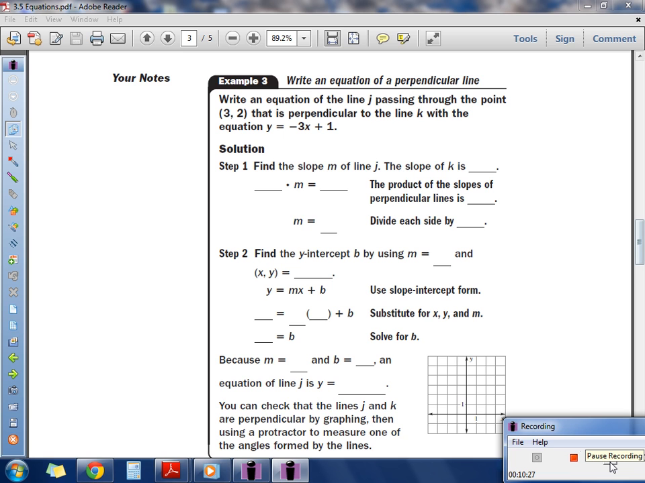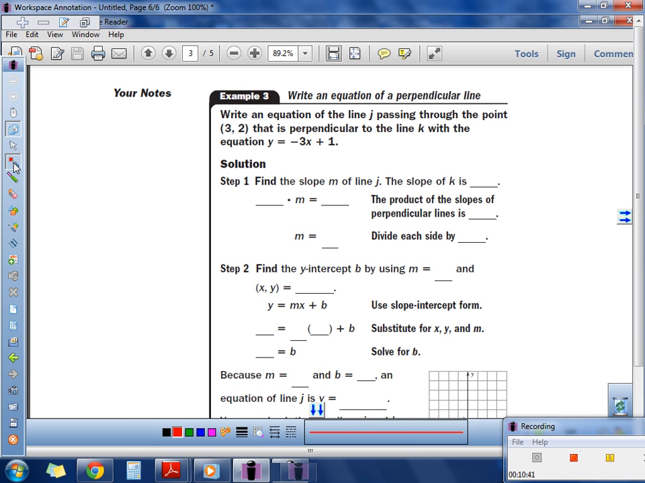All right, example 3 represents the other situation that I've mentioned. Sometimes we're going to be not parallel, we're going to be perpendicular. This is that case. It says write the equation of the line J passing through the point 3, 2 perpendicular to line K with the equation y equals negative 3x plus 1. Put a box or circle, perpendicular. What are we supposed to remember about perpendicular? Opposite reciprocal.